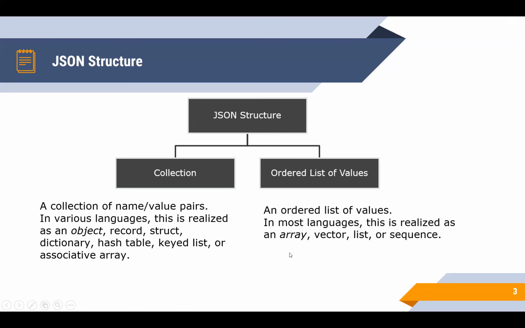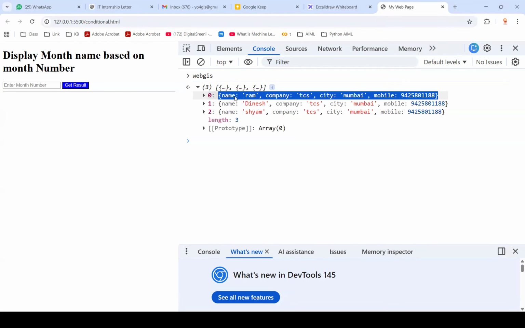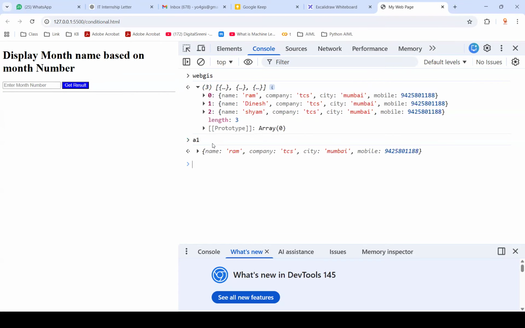Ordered list of the value, okay. Values allowed. What values are allowed in JSON? We can see here: object, array, string, number, true, false, or null. Here, if you like this value, we already have A1. Okay, so A1 is this. So what things are allowed? String is allowed. Number we already have seen.